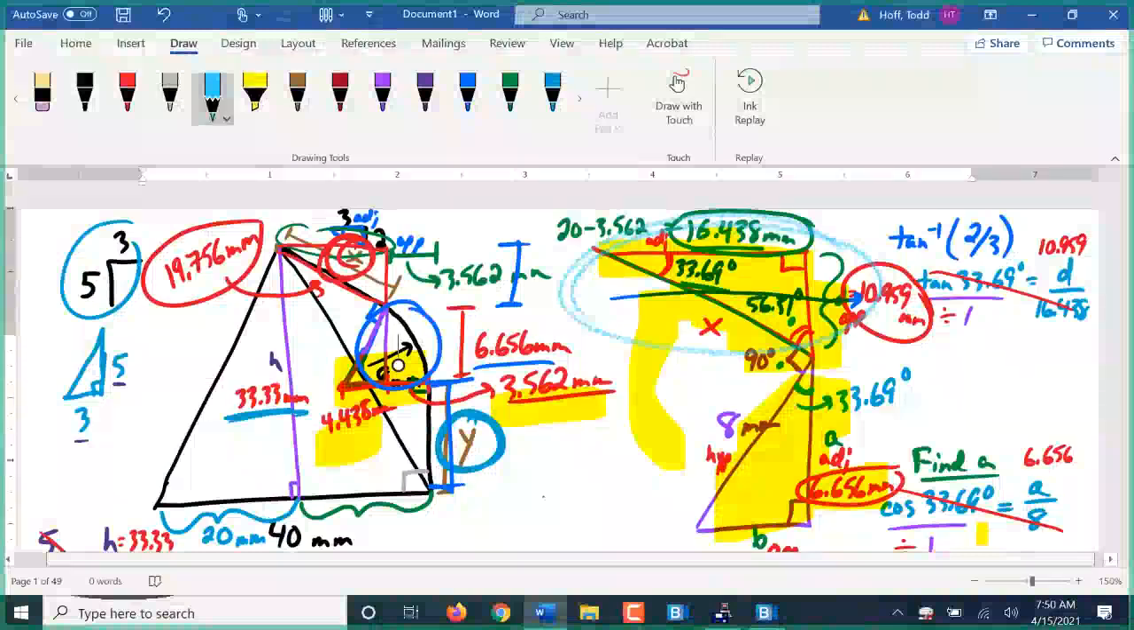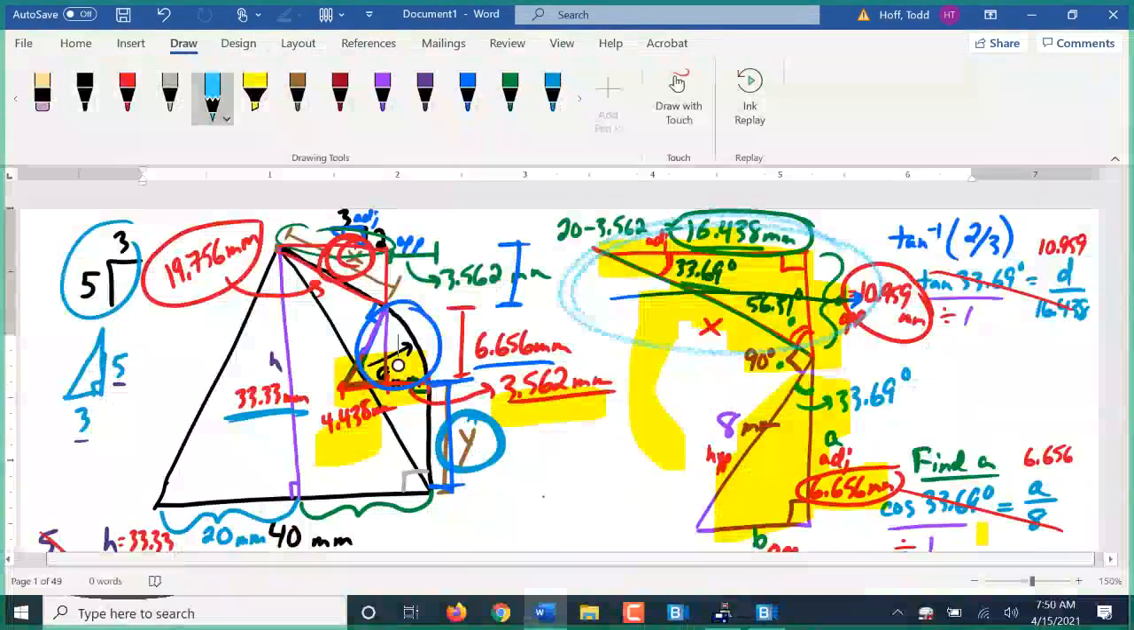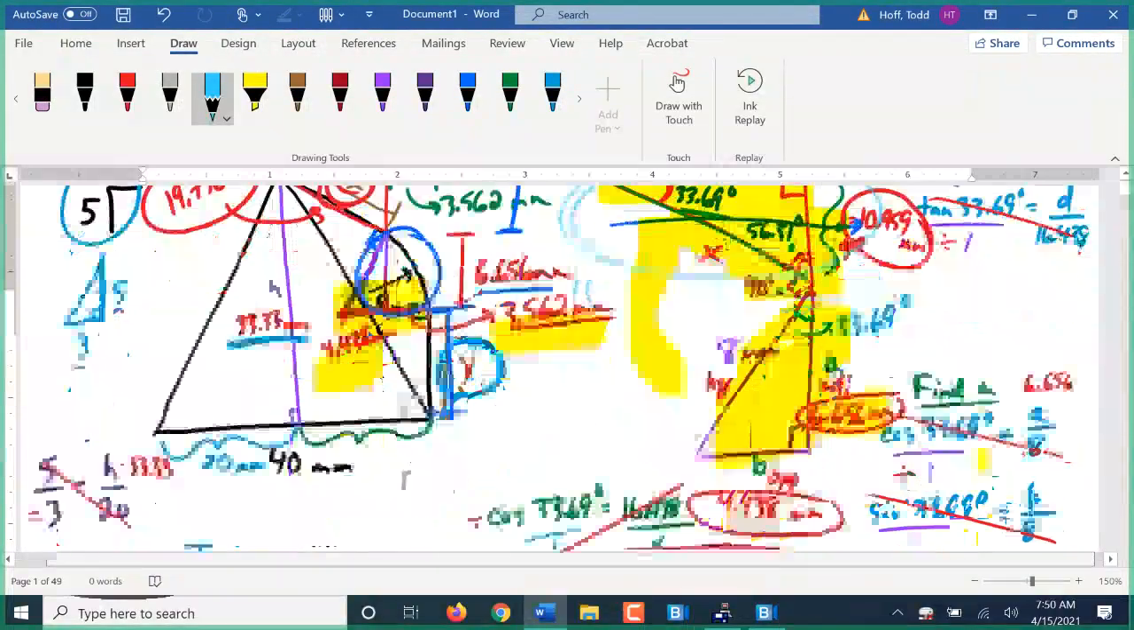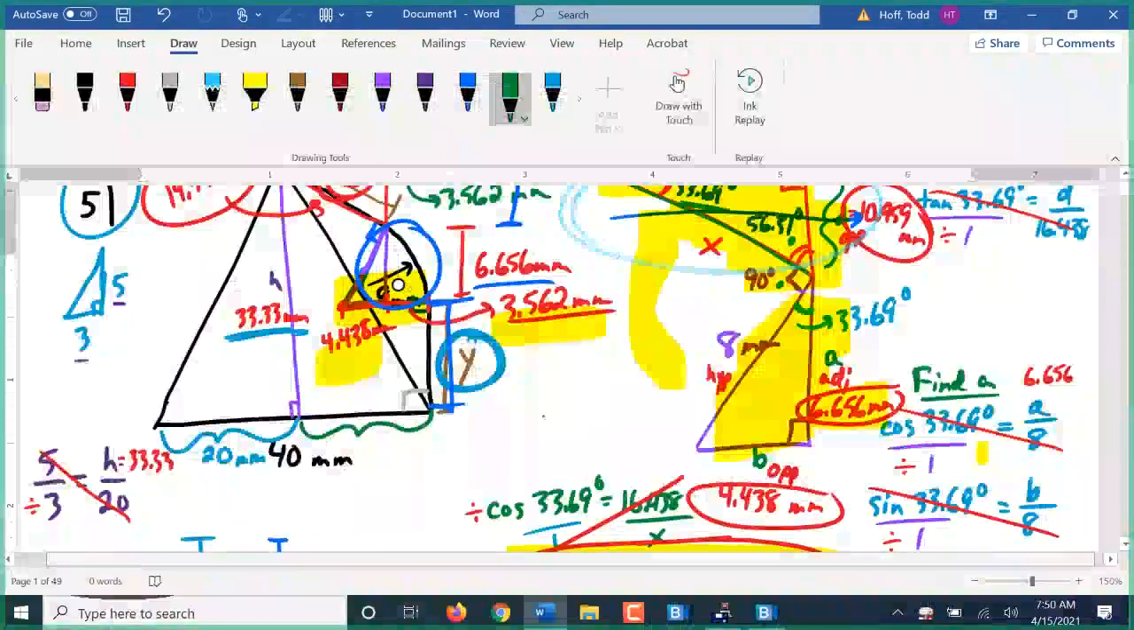Now, the other thing here is this problem has all sorts of different directions you could have gone with it. You would have been very tempted to start with this triangle down here for y.